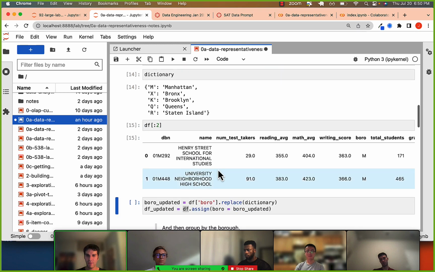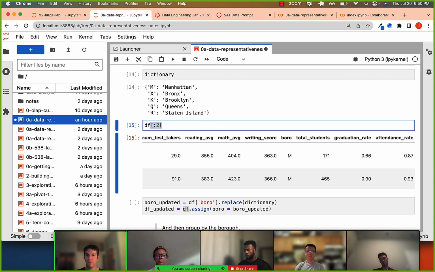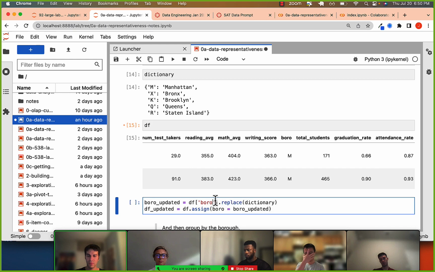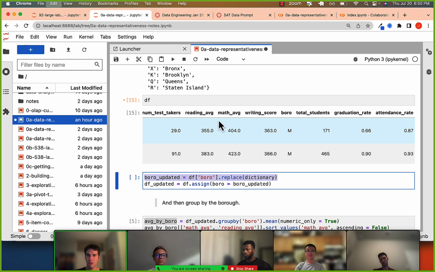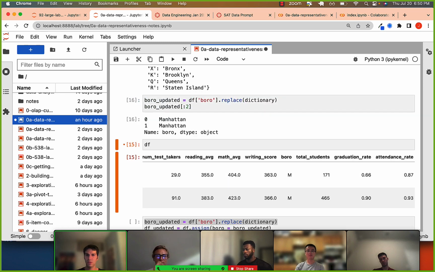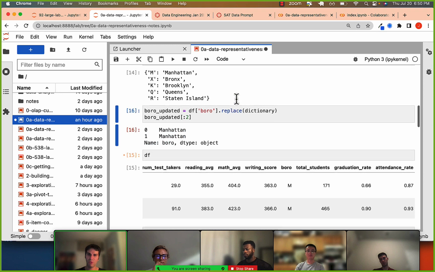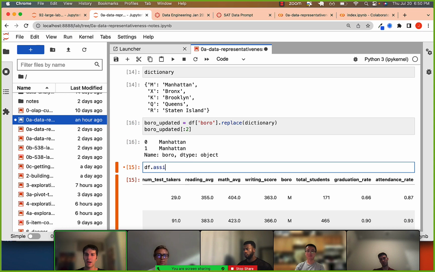If you look at the df, this has Barrow, and then we'll do df. What we did was we used this replace method to give us a series, right? So this is a series where we replaced every instance of M with the word Manhattan, and then I'll just do df.assign Barrow. So I'm going to replace this Barrow series with this one up here, okay? One thing to note is this returns a new data frame.